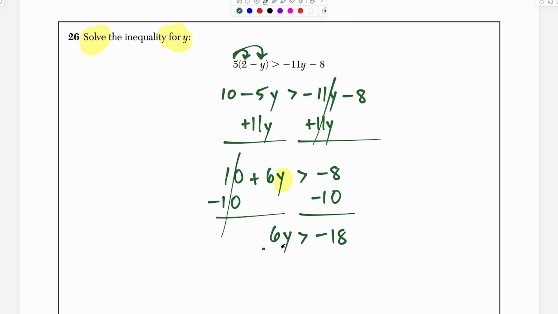And now from here, we divide both sides by 6. And we could simplify. We could say that y is greater than negative 18 divided by 6, which is negative 3. And then here's our solution to 26.